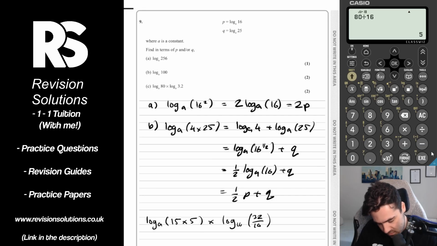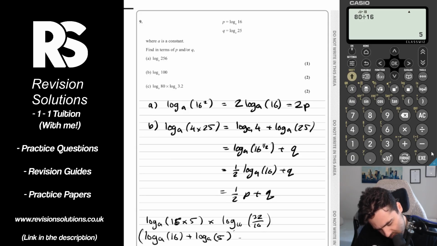And now we can use our rules again. So if we split this up a bit, sorry, that's meant to be a 16, isn't it? Not a 15. That's 16 there. So that's log base A of 16 plus log base A of 5. This is a bit weird, but times, all in brackets, this other one, which is log base A of 32 minus log base A of 10.